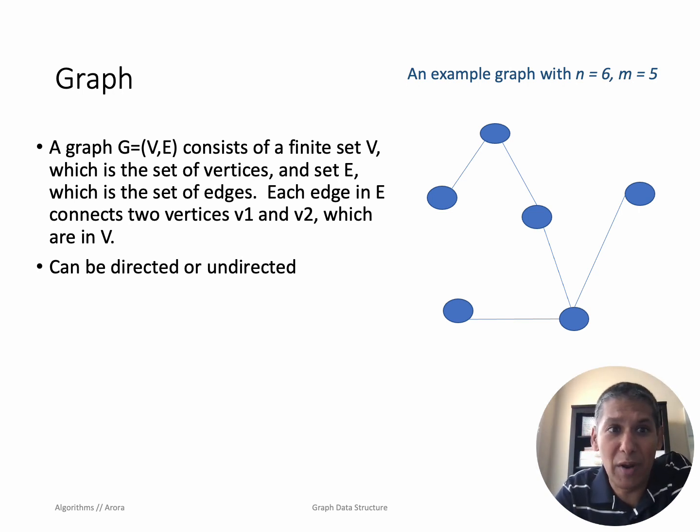So a graph can be directed or undirected. That means the edges can be V1, V2 in an ordered pair, or V1, V2 in an unordered pair, a set. And this is an example graph. If we had to relay this graph to you, I could just say, hey, I have 1, 2, 3, 4, 5, 6 vertices. I have 5 edges. One edge connects V1 and V2. Another one connects V2 to V3.